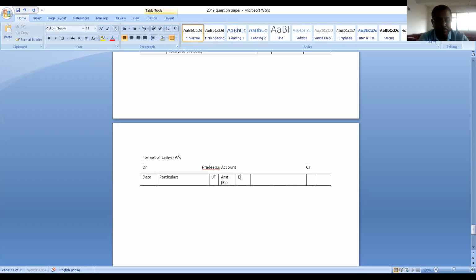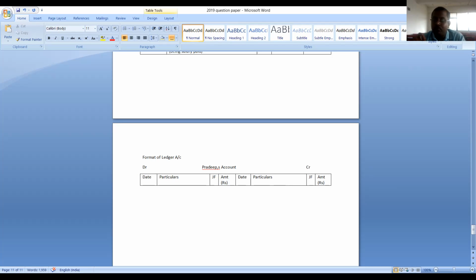So the first column is meant for date, the second column for particulars, the third column for journal folio, and the fourth column for amount in rupees. This is the format of a ledger account.